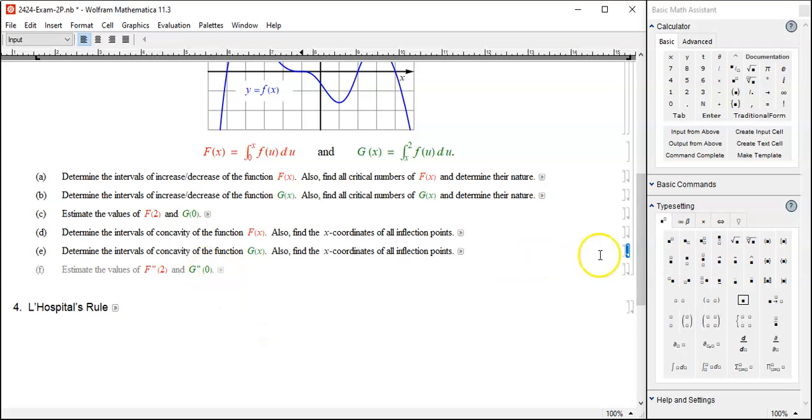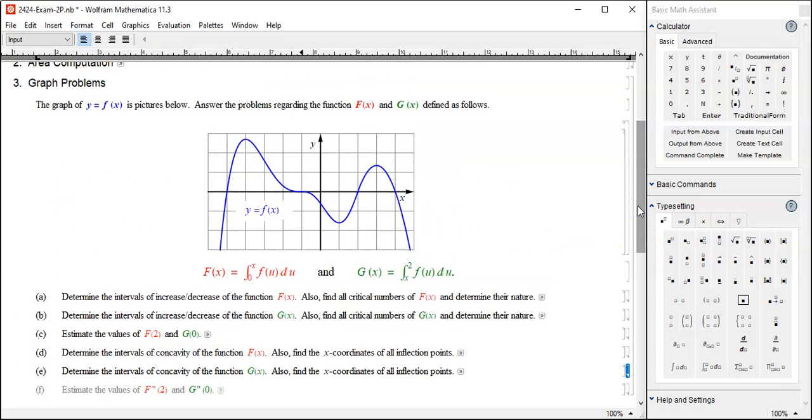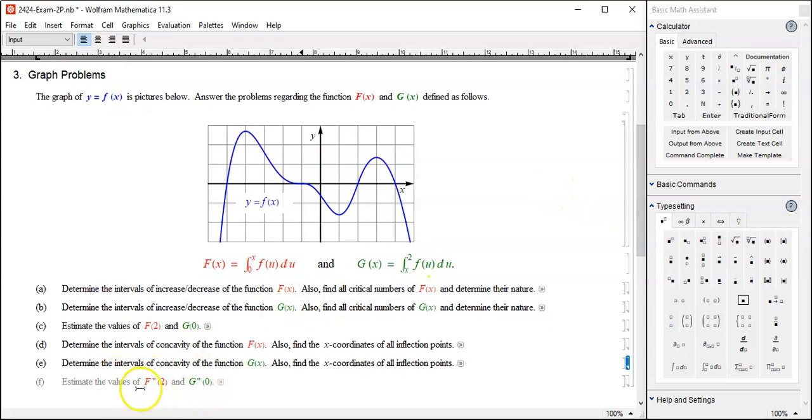And finally, here's a problem that is kind of super hard, and if this had been a real exam problem, I wouldn't have written this kind of problem. Well, it's a practice exam problem, so hey, what the heck, I've inserted those kinds of problems. Estimate the values of capital F double prime of 2 and capital G double prime of 0. And what is capital F double prime?